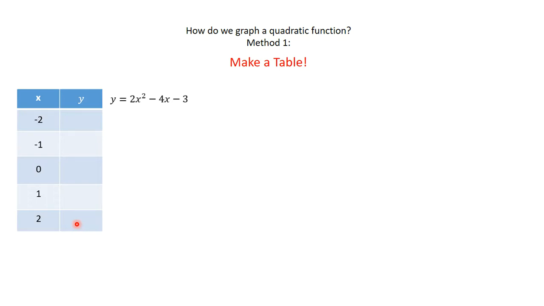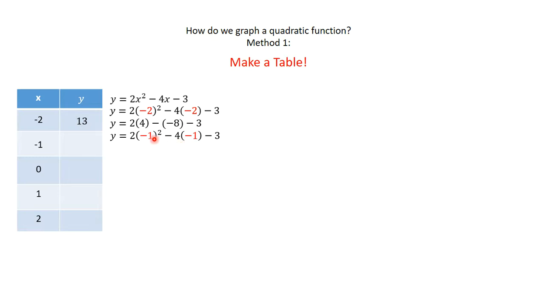So let's plug in negative 2. So we have 2 times negative 2 squared minus 4 times negative 2 minus 3. Remember, negative 2 squared is 4, times 2 will be 8. Negative 4, negative 2 will also be 8. So we'll have 8 plus 8 minus 3, and so that's 13. So we can plug that in. Then plug in negative 1.